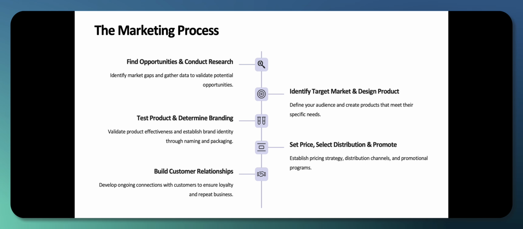So the marketing process starts with finding opportunities and conducting research. Identify the market gaps and where the potential opportunities are. Identify the target market and design the product. So who is this going to be for? Test the product and determine branding. Setting the price: what is the price going to be? And how are you going to do the promotion?